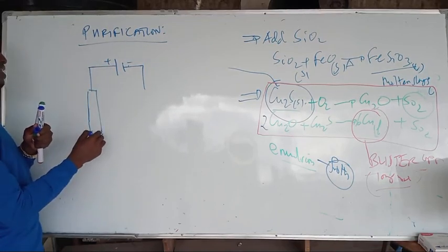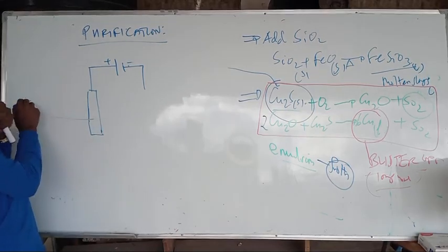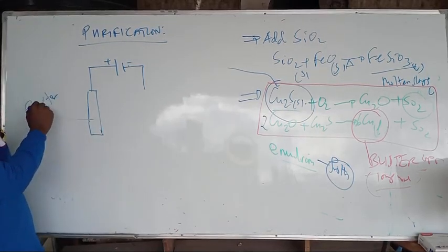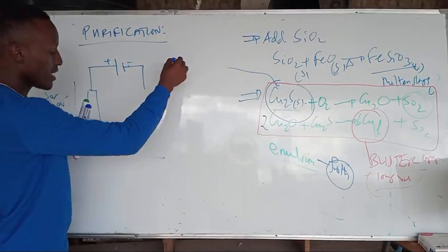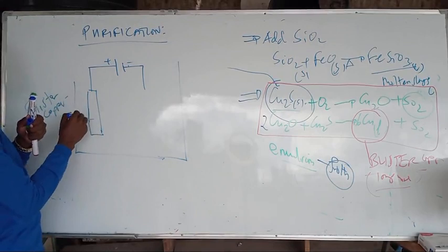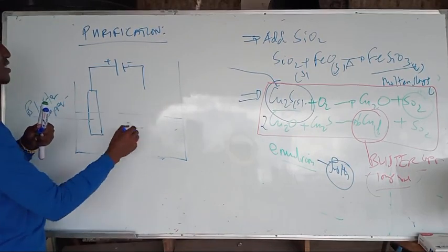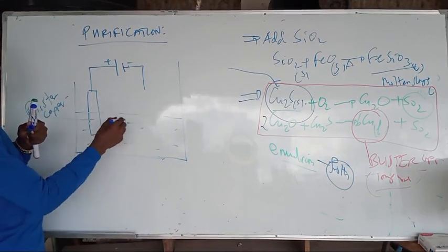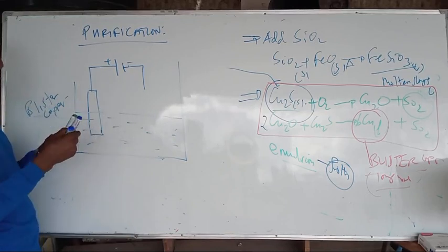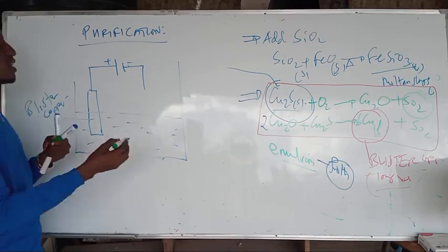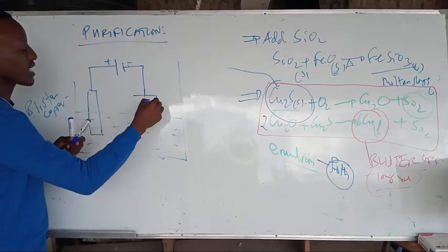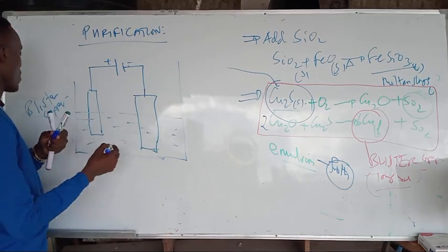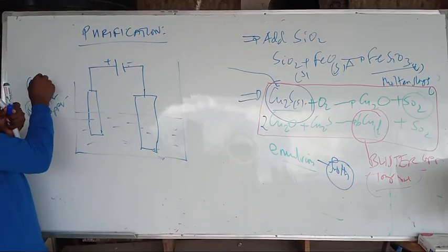This is the blister copper. And then in the electrolytic cell, we have the electrolyte as normal. This is the electrolyte. So speaking about the electrolytes now, this is the cathode, and this is the anode. The blister copper is at the anode.